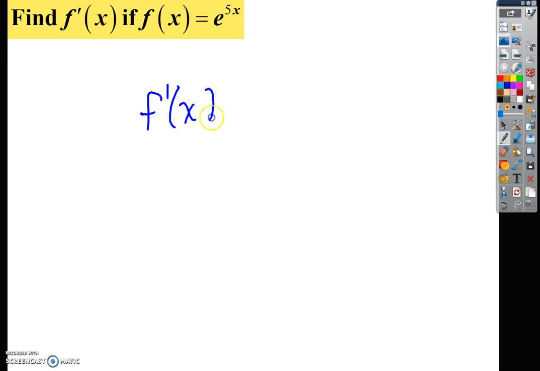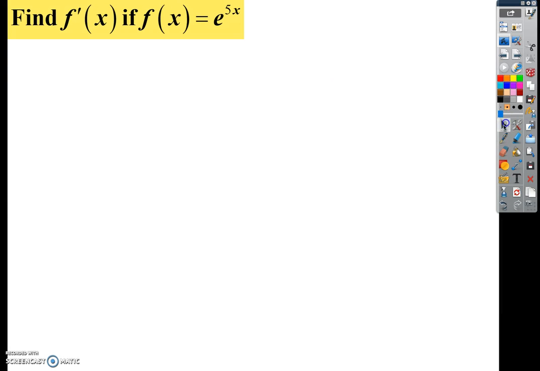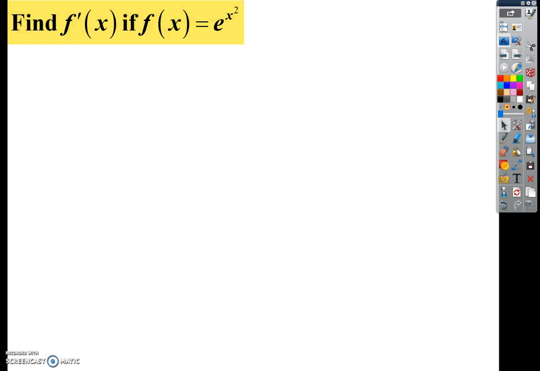So f prime of x is equal to e to the 5x times 5, because we still have to take the derivative of the exponent. That's it. That's the answer. You can write 5 e to the 5x, but that's all we're doing here. It's pretty straightforward. It's pretty simple. Nothing to it. Go ahead and try this one.